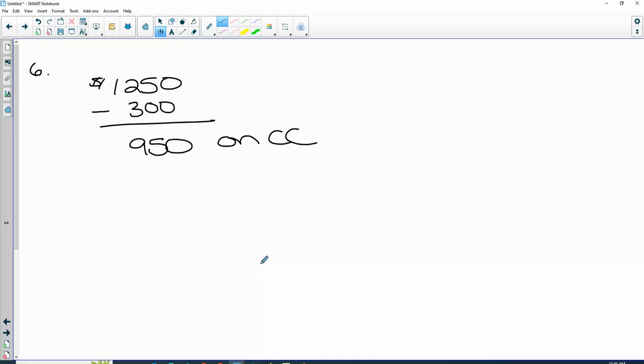He makes no other purchases on the card and pays off the credit card balance with 9 monthly payments of $150. All right, if he paid $150 9 times, let's figure out how much he paid. So if you take 150 times 9, what does that give me?